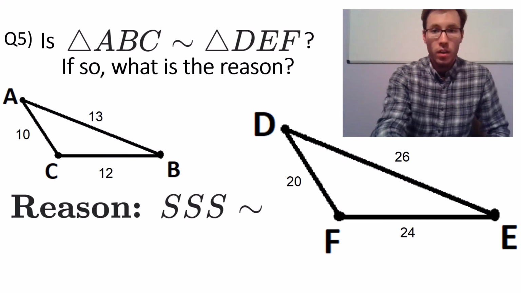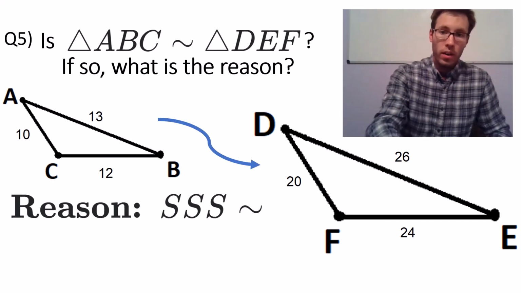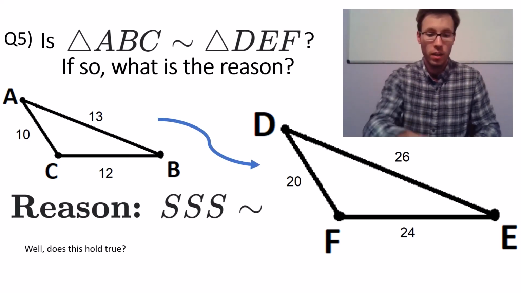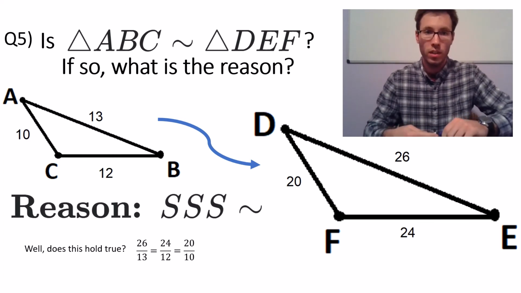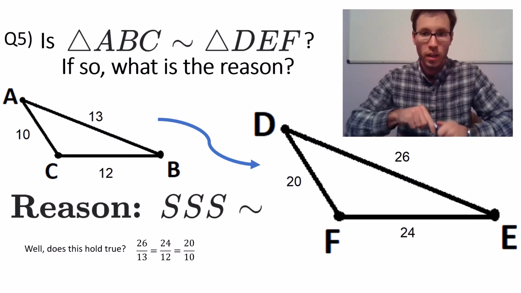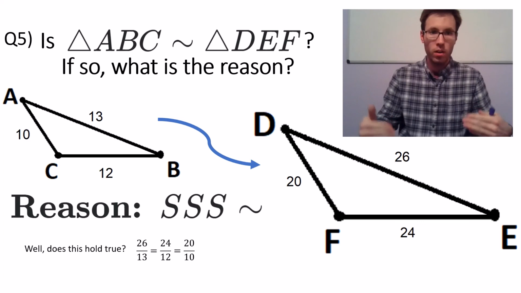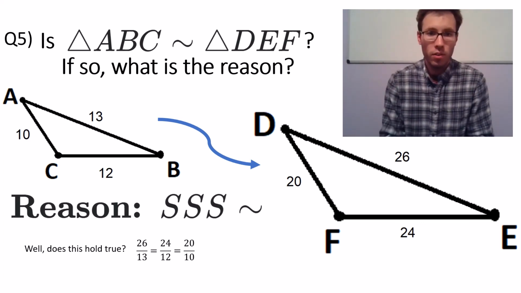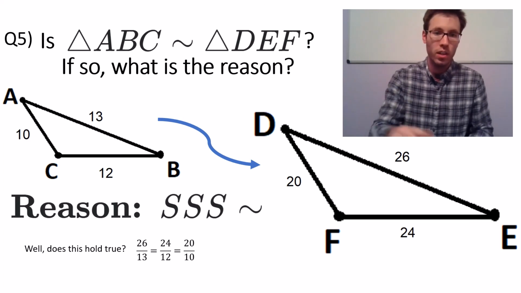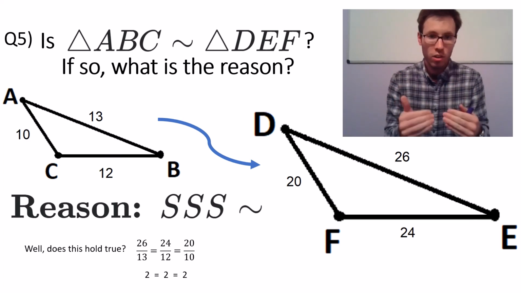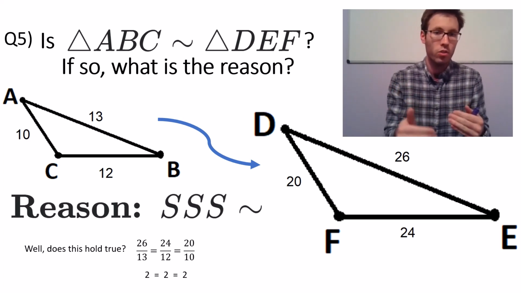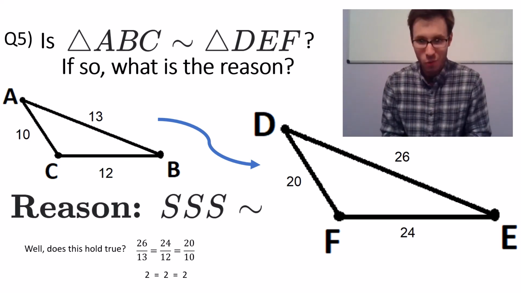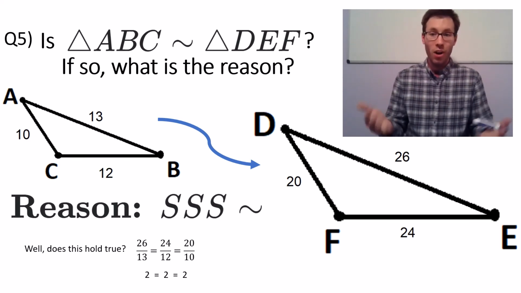So there's my arrow again. If I take 26 divided by 13, upper right, 24 divided by 12, lower, and 20 divided by 10, let's see if those are equal. So 26 divided by 13 is 2. 24 divided by 12 is 2. 20 divided by 10, they're all 2. So they're all equal.